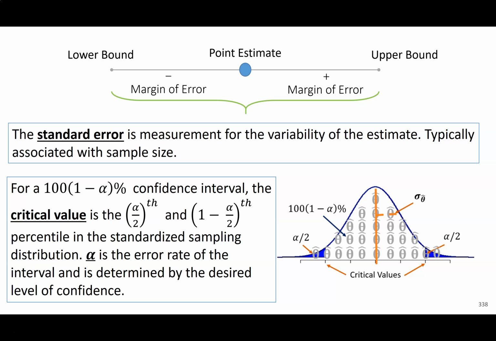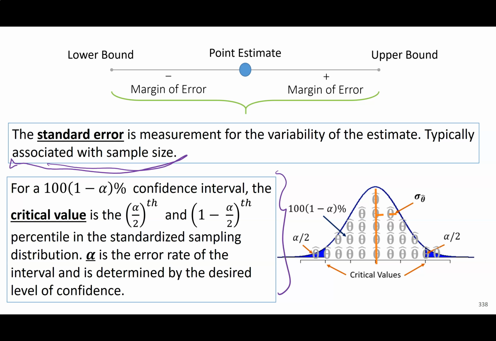So the standard error is a measurement for how much the sample statistic varies from sample to sample. If I take a sample of 100 and take the average from that 100, and then I take another 100 and take the average from that 100, how much is the sample mean varying from sample to sample? And it's usually going to be associated somewhat with the sample size. In general, if your sample size is really large, your standard error becomes very small, which is good, right? Because it becomes a narrower interval that way.